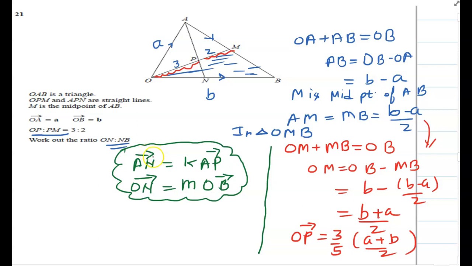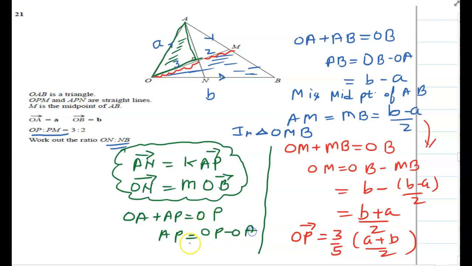So our main priority is to find AP. Where AP is coming, we are taking this triangle OA plus AP and OP. So let's write down here OA plus AP equal to OP. So from here you can find AP. AP is OP minus OA.